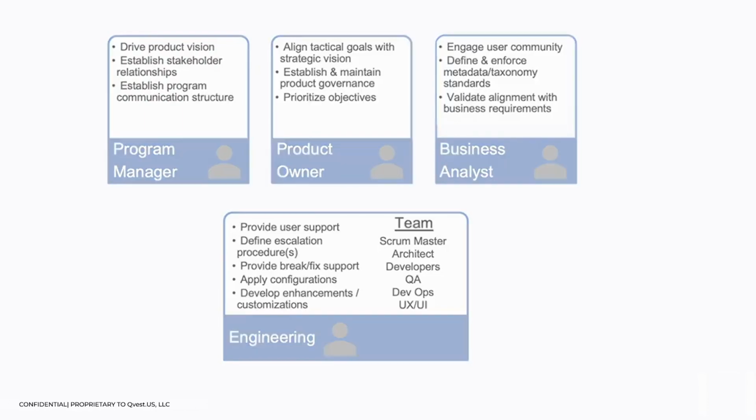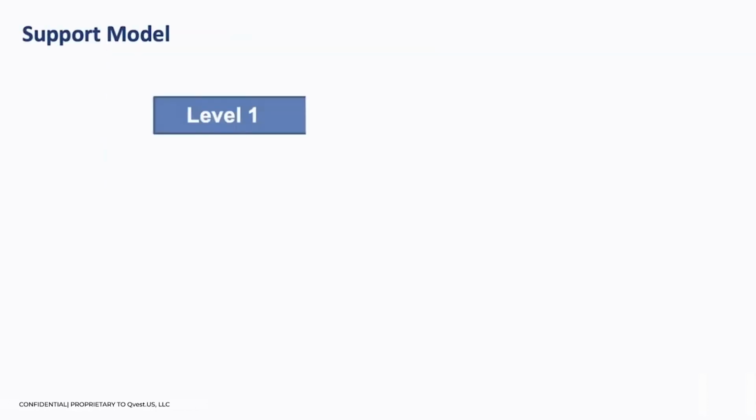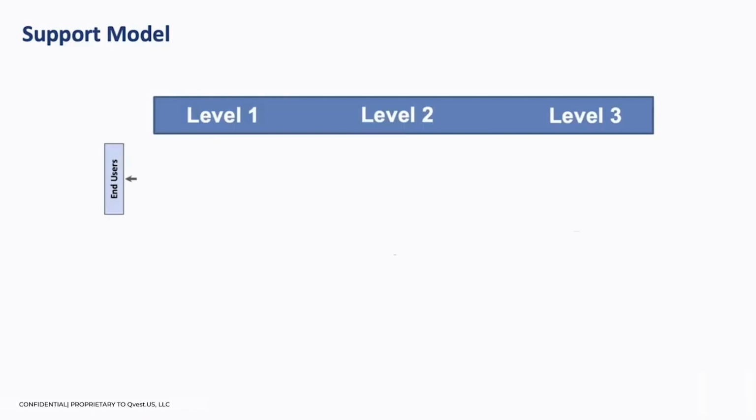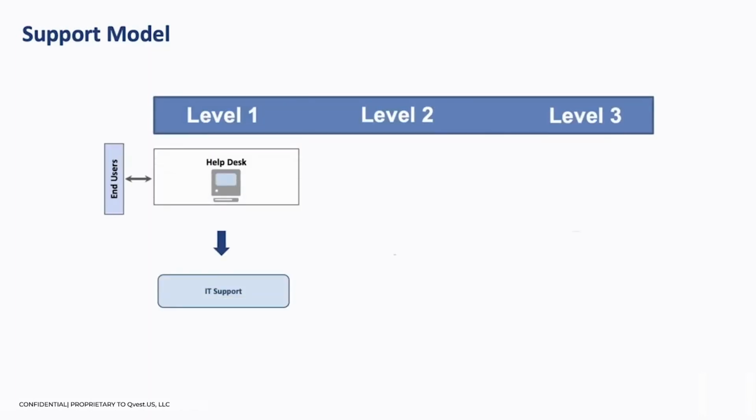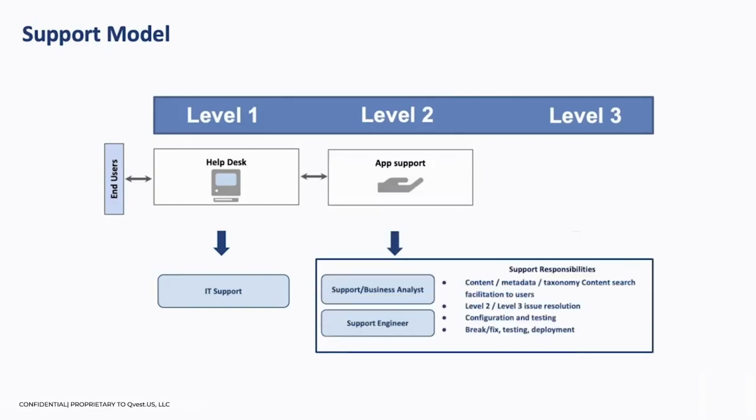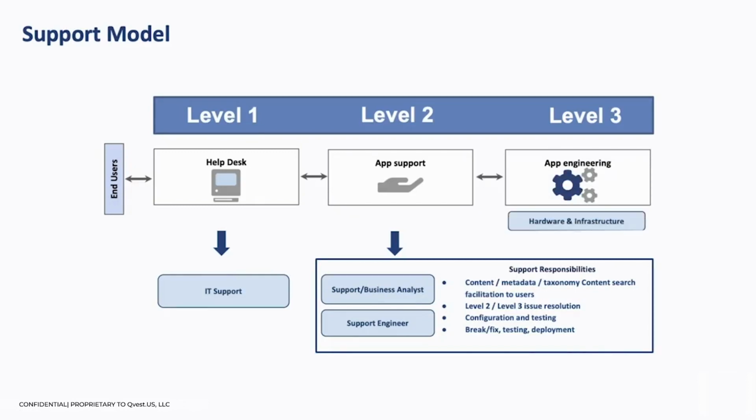For an ongoing support model, we typically see a three-level approach. The first level is your help desk, whether that's your existing enterprise IT help desk or a new team completely. Having that first line of support to address more basic questions and issues for your customers and end users is really critical. The second level is your application support. This would be your support business analysts handling the slightly more complex items that the help desk may not be able to. Lastly is the third level of application engineering, hardware, and infrastructure support.